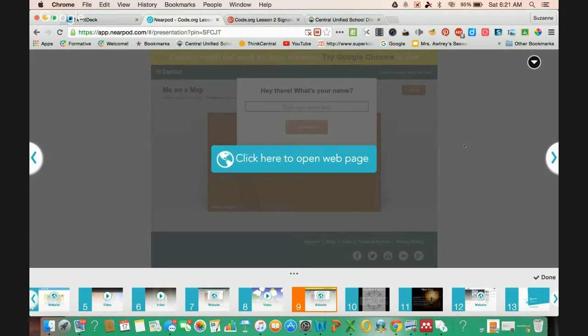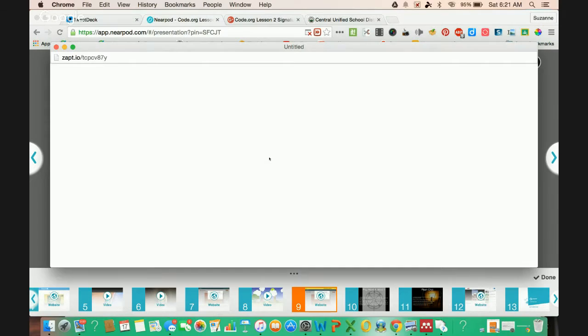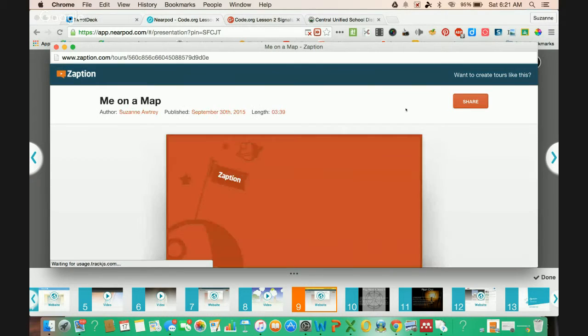And here is the story Me on a Map, an additional Zaption that I created to allow the students to process the directions on a map since it's so challenging for them.